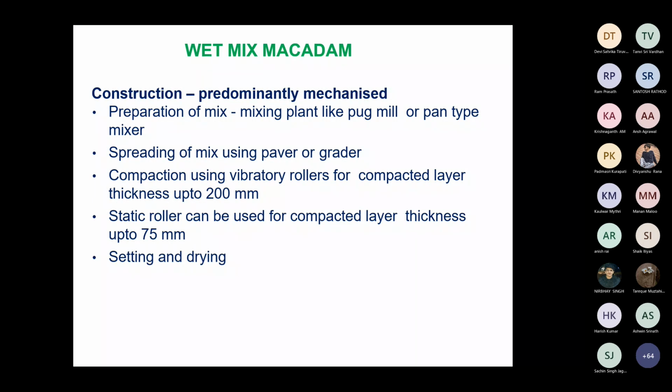After that it has to be spread, using a paver or grader. So this is more or less a mechanized method of construction, but not in WBM. In WBM, you spread the material layer by layer, whereas here you mix the material and then spread it in the field. Compaction is done using vibratory rollers for thickness up to 200 mm, and a static roller can be used for layers up to 75 mm. Then it has to be set and kept for drying.